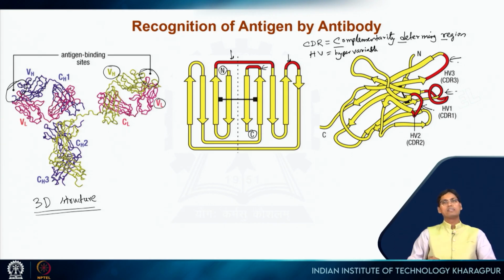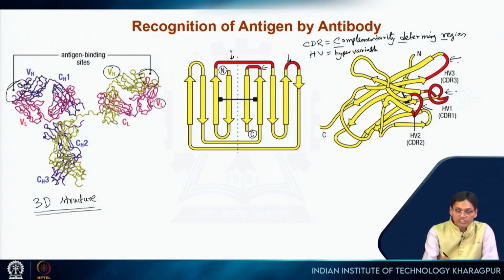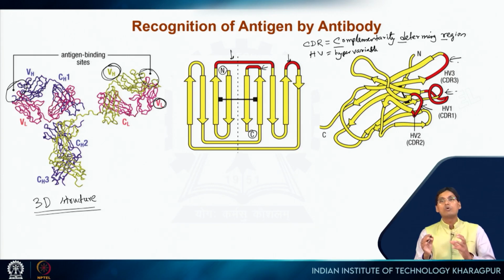Three loops are present here. These are called CDR1, CDR2 and CDR3. They are capturing the antigen. That means a total of 6 loops are working together. Why 6 loops? Because 3 loops from this VH and 3 loops from this VL, right? So a total of 6 loops work together to fit with the antigen.